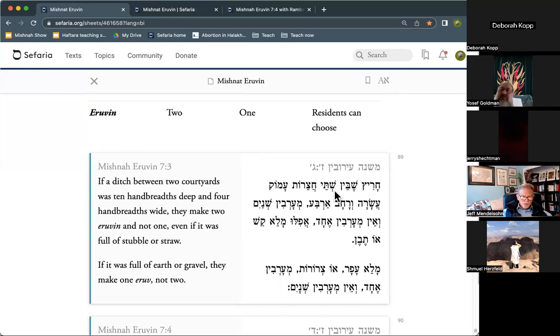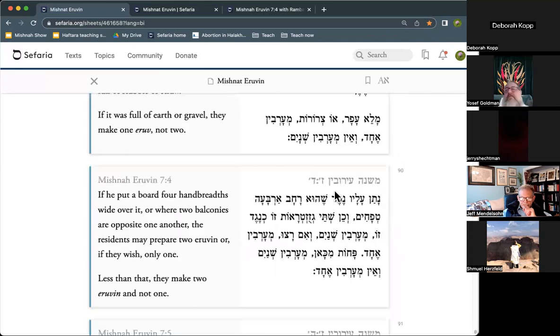Afilu male kashel teven. Even if you fill the ditch up with stubble or straw, it's just not permanent stuff, or it seems not to be in the context of the ditch. Actually, we'll find a different example in a minute in the context of a wall, but filling this ditch in doesn't seem to make a difference. It's a barrier. Male afar o tzorot, if it was full of earth or gravel, this is serious ditch filling. Ma'arvin echad, ve'ein ma'arvin shnaim, we make 1 eruv, but not 2. If we fill the ditch with earth or gravel, it sounds like it just doesn't exist effectively. There's no ditch. 1 eruv.